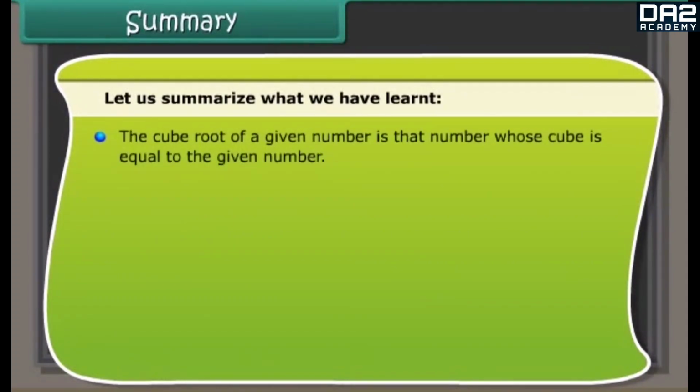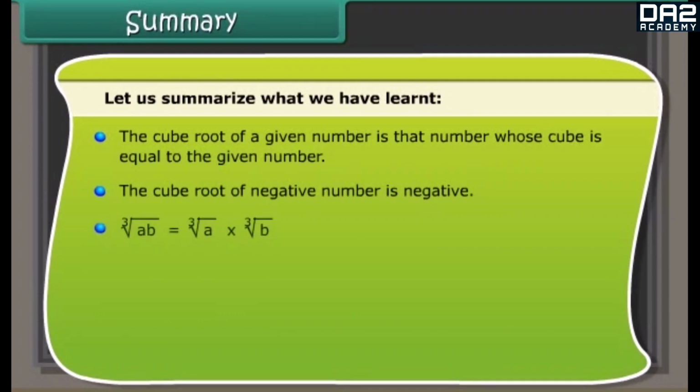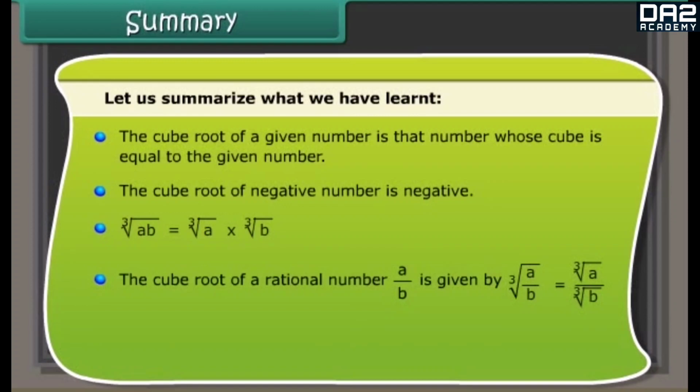The cube root of a given number is that number whose cube is equal to the given number. The cube root of a negative number is negative. The cube root of ab is equal to the cube root of a × the cube root of b. The cube root of a rational number a/b is given by the cube root of a upon the cube root of b.